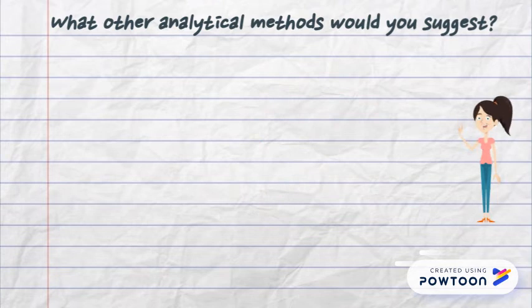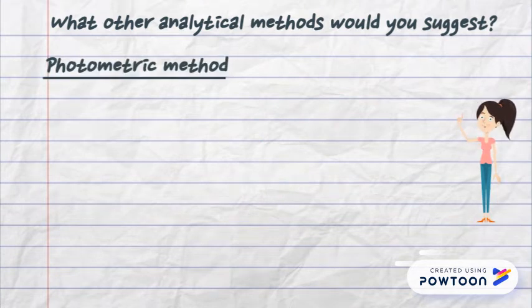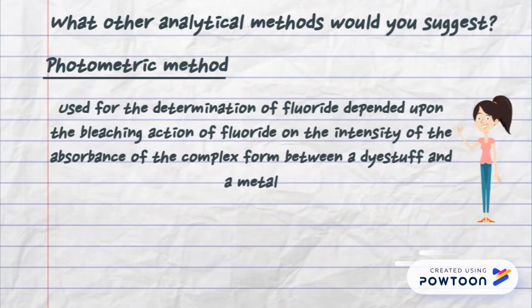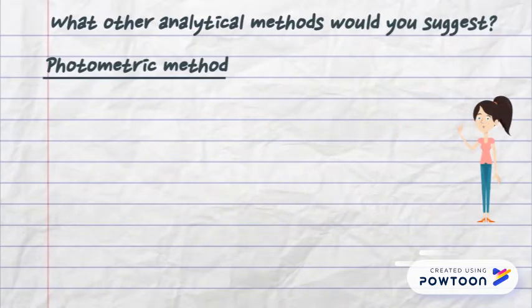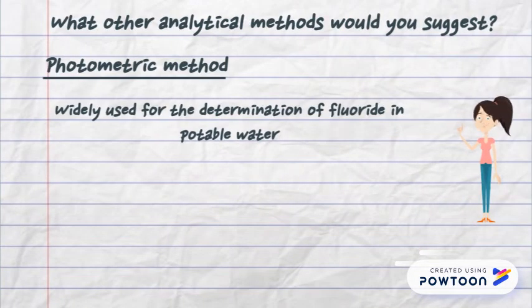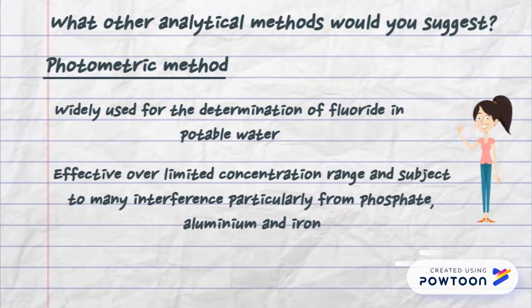The other method that we suggest includes, first, the photometric method. The photometric method was used for the determination of fluoride, dependent upon the bleaching action on the intensity of the absorbance in the complex form between a dye stuff and a metal. The photometric method was widely used for the determination of fluoride in potable water. It was effective over a limited concentration range and subjected to many interferences, particularly from phosphate, aluminium, and iron.